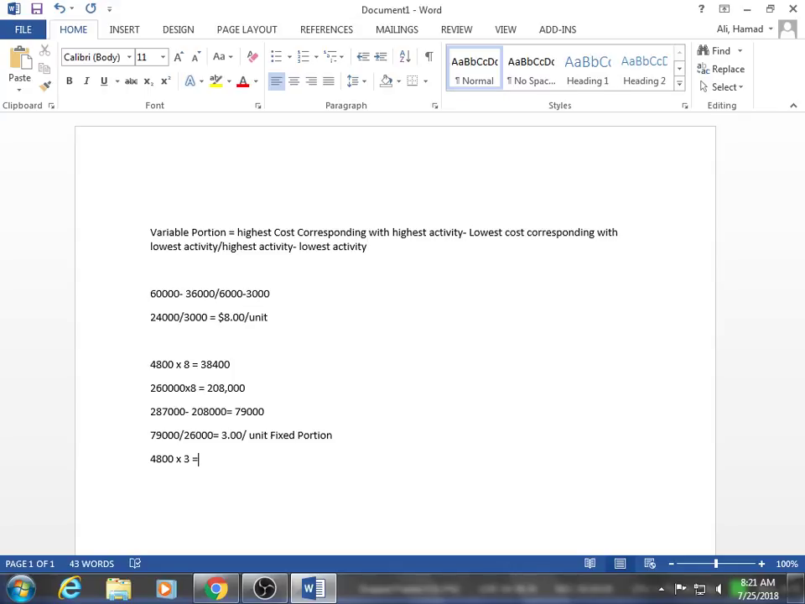14,400. So this is the fixed portion. So the variable portion was 38,400 and the fixed portion is 14,400. This is how we're gonna solve number 2.